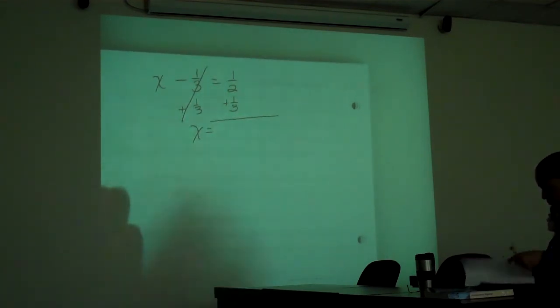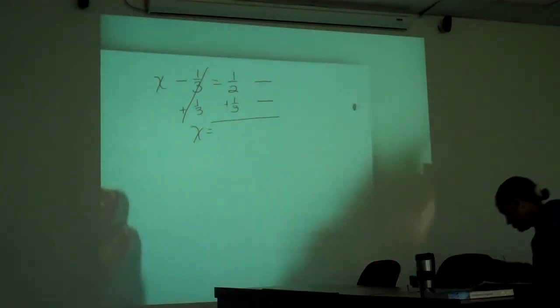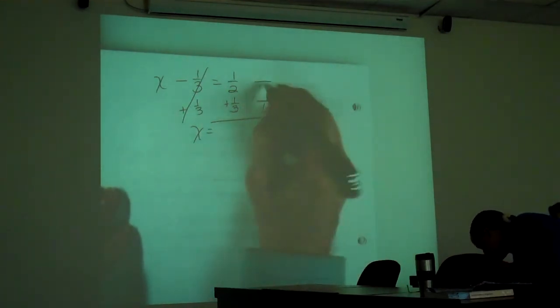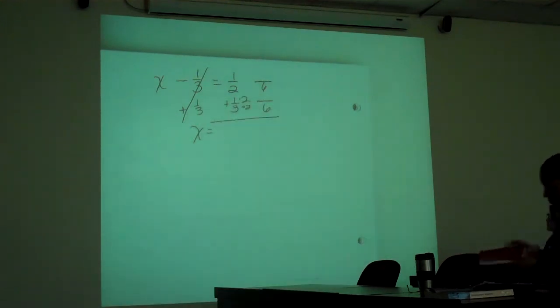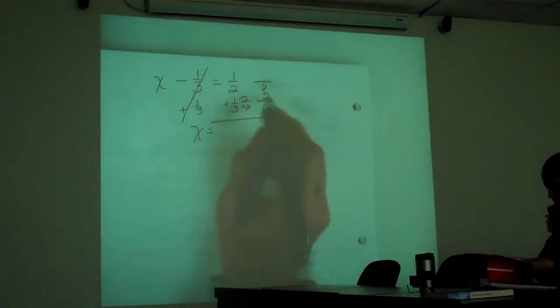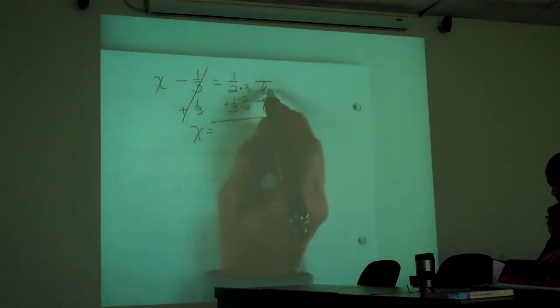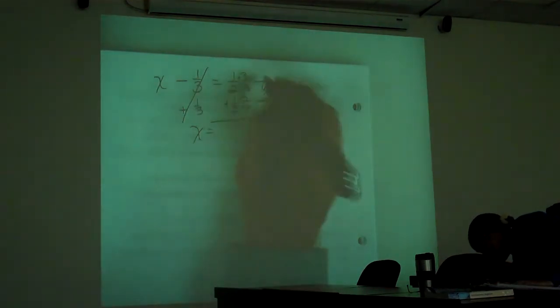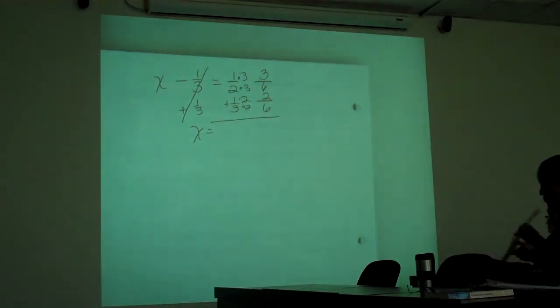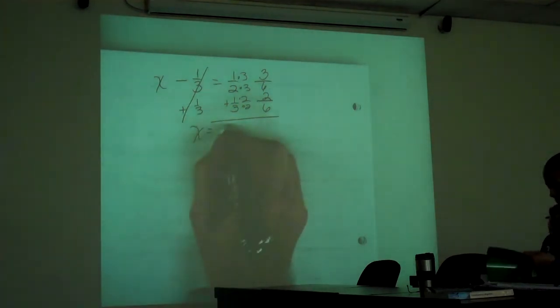Find the common denominator, which is 6. 3 times 2 is 6. So this one is a 2. 2 times 3 is 6. So times 3 on the top, so you have 3 on top. 3/6 plus 2/6 is 5/6.